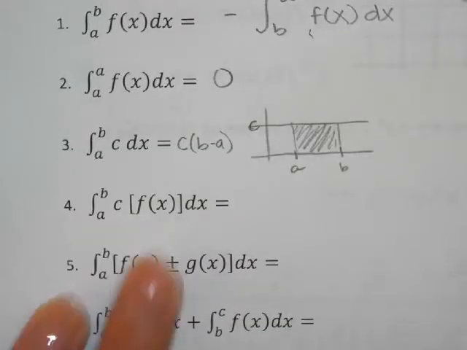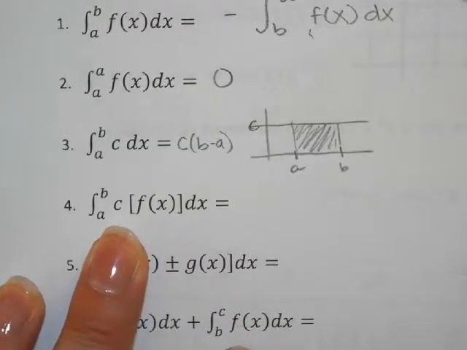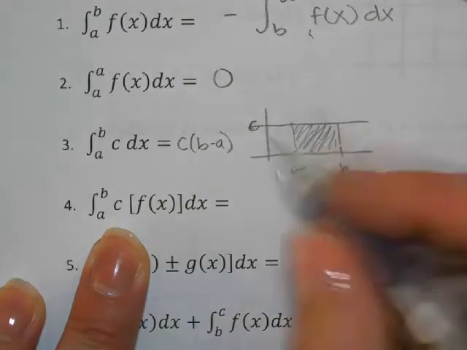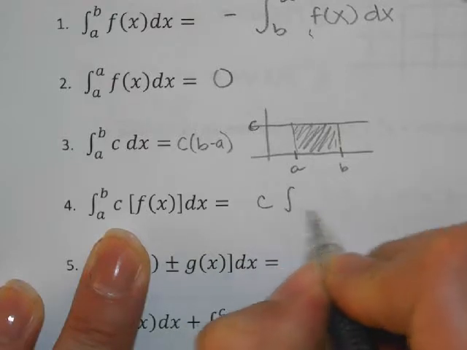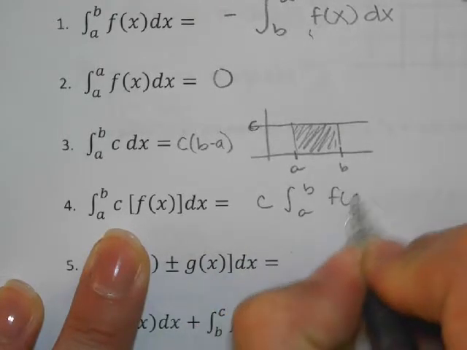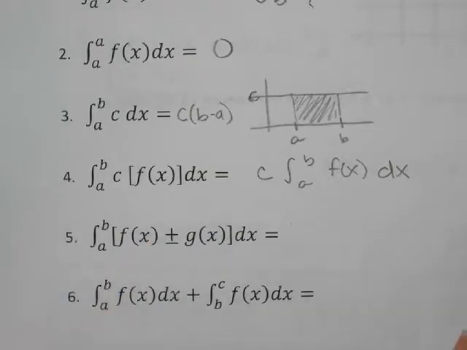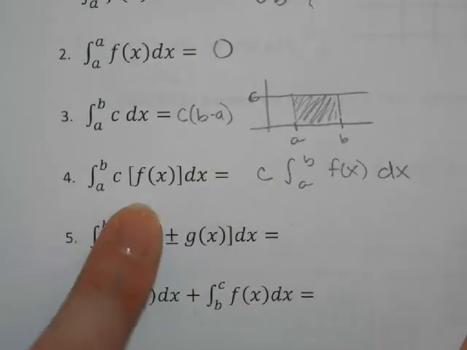All right, the next one is saying you have a function, and the function itself has a coefficient in front of it. What you can do with the property of integrals is take that coefficient and pull it out in the front. This property is very common, we'll use that one a lot.